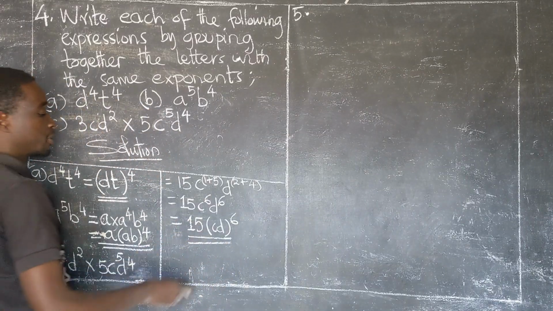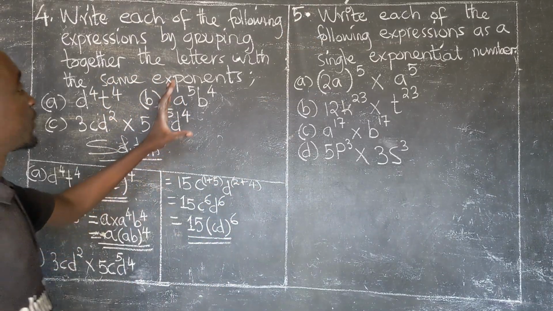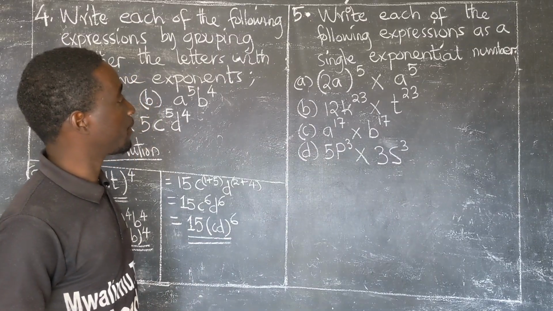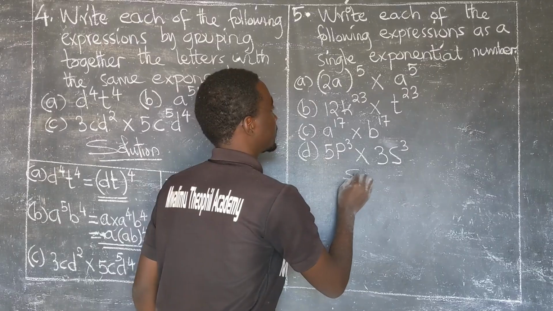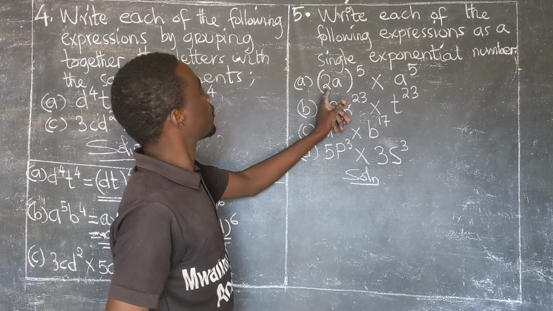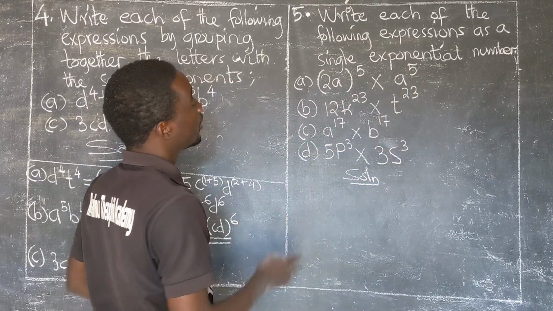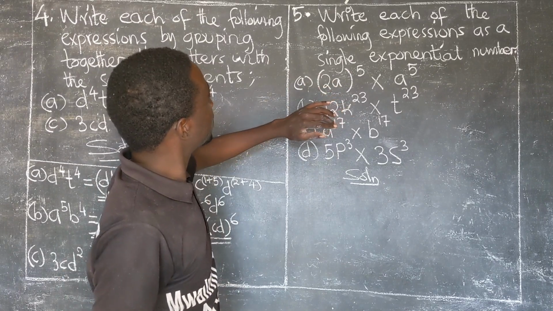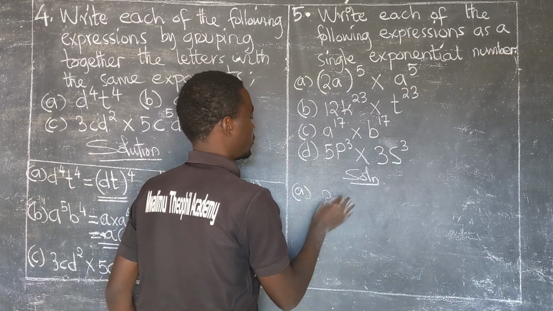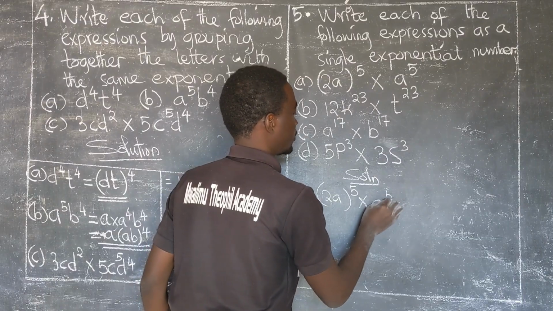After finishing, let's see example 5. Example 5 states: write each of the following expressions as a single exponential number. Let us see the solution. In A, we are given (2a) raised to 5 times a raised to 5. Here, to write each of the given expressions as a single exponential number, we're going to do it this way.